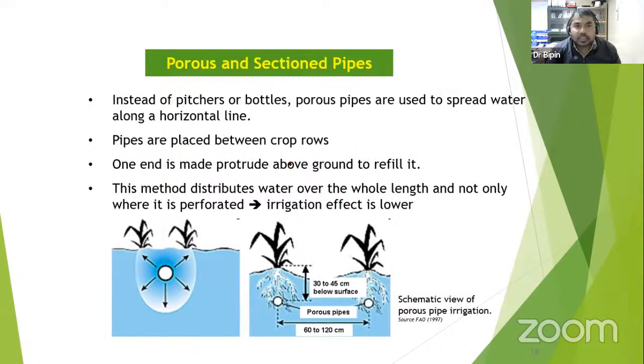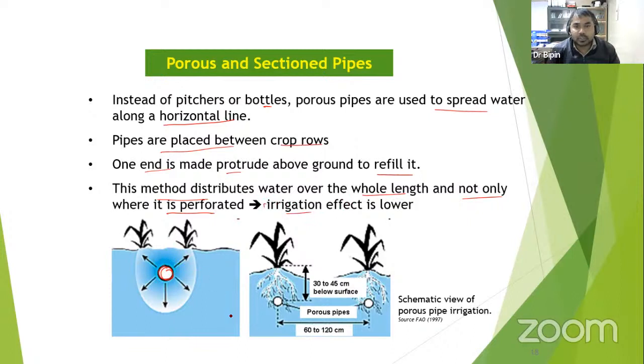Now here you can see this is a porous suction pipe. Before that I was talking about the bottle and clay pits, but you can also use a pipe to apply the water. Instead of the pitcher and bottle, porous pipes are used to spread the water along the horizontal line. The pipes are placed between the row crops. Here you can see this is the pipe, and one end is made to protrude above the ground to refill it. This method distributes the water over the whole length and not only where it is perforated, and the irrigation effect is lower.